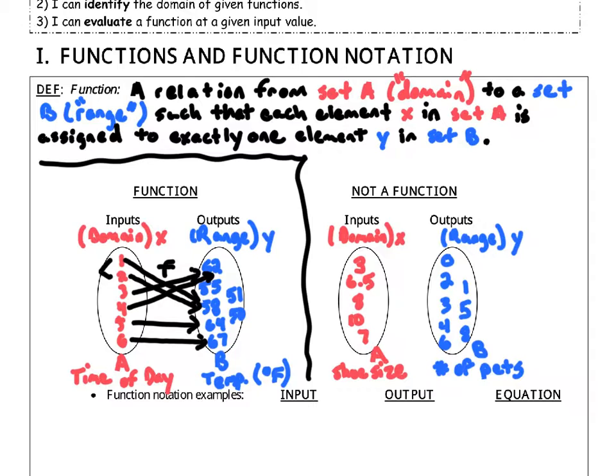Now let's take a look at something that isn't a function. So if you look on the right, we have the inputs in set A related to the shoe size and the outputs being the number of pets. So let's suppose that someone has a shoe size of 8 and they have 0 pets. But there is another person who also has a shoe size of 8 and they have 4 pets at home.